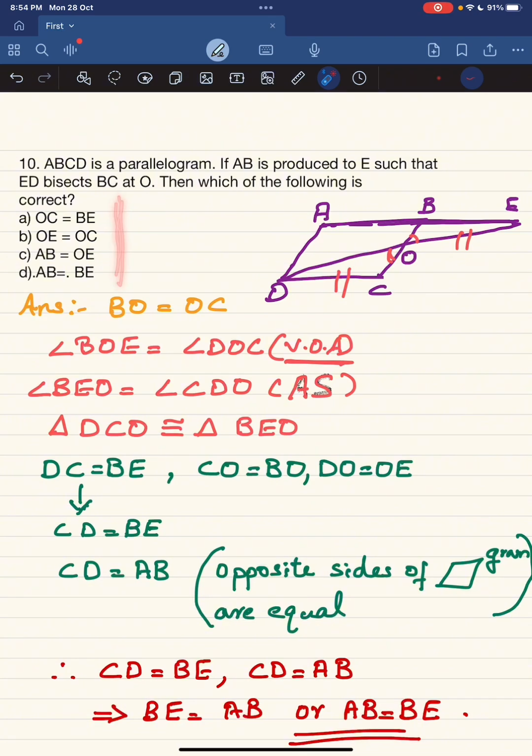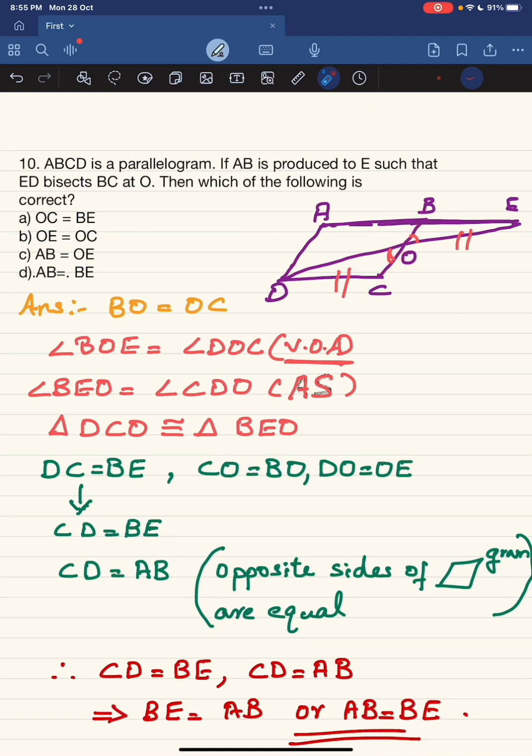Okay. So we can find. Here we know ED bisects BC. So if ED bisects BC, we know that BO is equal to OC, right? If ED is a bisector, then BO and CO, these two lengths, are equal, right?